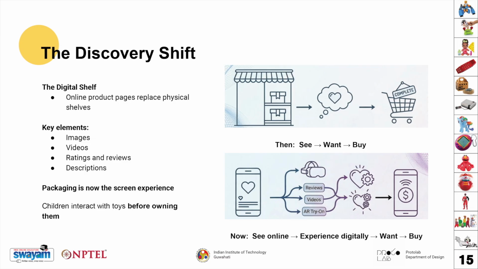In the past, the process was relatively linear. A child would see a toy in a store or on television, develop interest, and then request or purchase the toy. Today, this process has expanded. Children often encounter toys online first. They watch videos, see demonstrations, and observe others interacting with the toy before they ever physically engage with it.